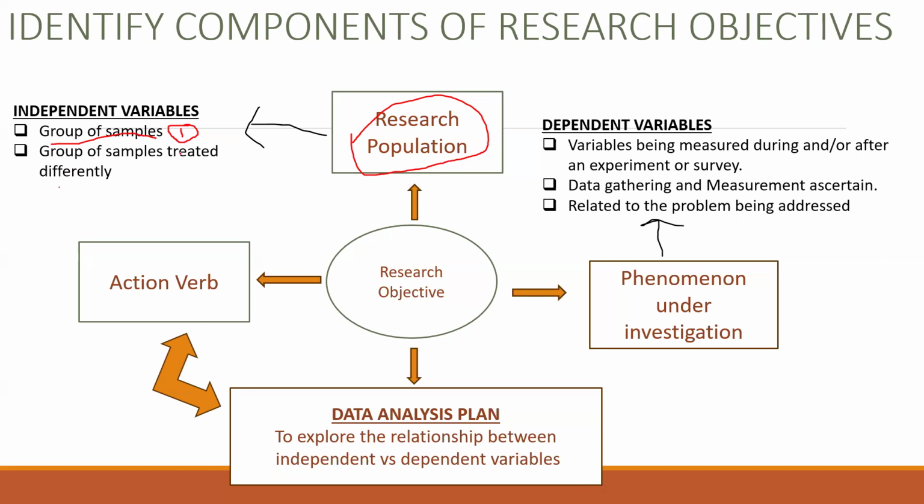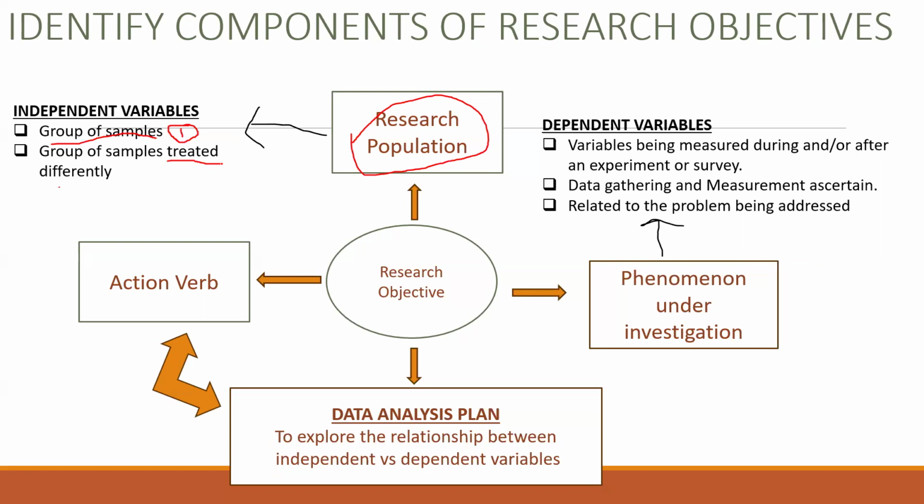Then you have the treatments, right? You have samples that are treated differently. So the treatment will constitute your independent variable. So there are two major types of independent variables. Variables which are treatments. So you take a population, or let's say samples, right? You collect samples and you divide them into different groups and subject them to different treatments.